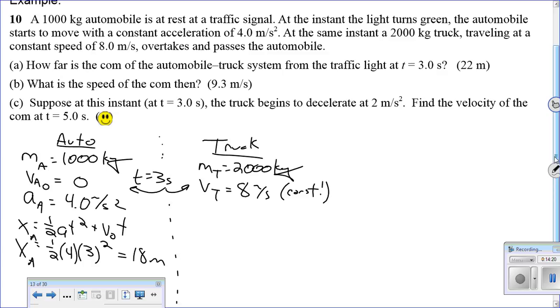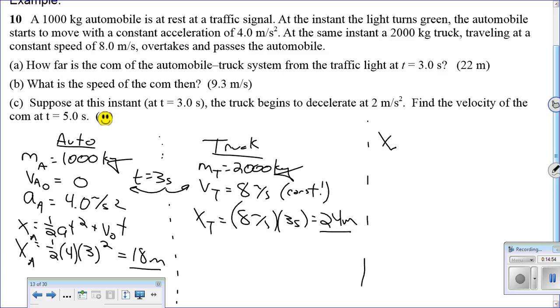Okay, now let's do the same thing for the truck. Do I need to use this equation to find the position for the truck? No, it's got a constant velocity, right? So position for the truck is just going to be, well, it's traveling at 8 meters a second for 3 seconds, so it's going to go 24 meters, right? Follow? So now, after 3 seconds, I know where the automobile is and I know where the truck is. The automobile has a position of 18 meters. The truck has a position of 24 meters. So now I can find my center of mass.